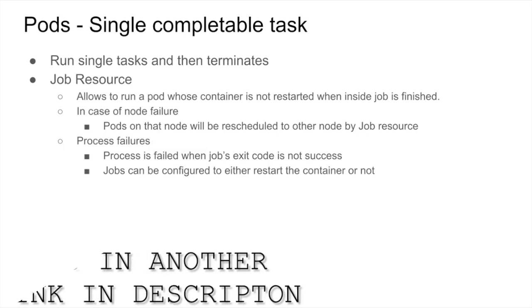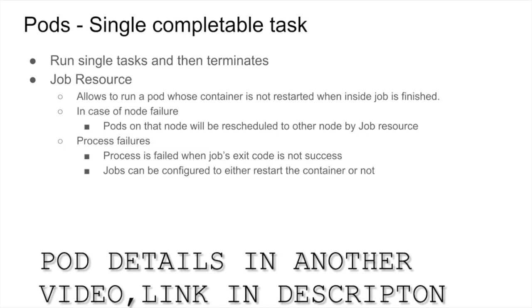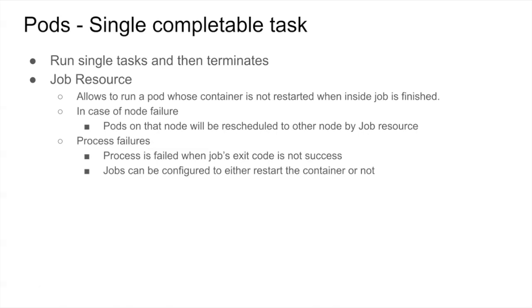Generally, when you have a pod and something happens to a container inside the pod, the pod gets restarted. But here, what we want is that when the job inside the container is finished, it should not restart. Nothing should happen to the pod. But when the node fails, the pods on that node should be rescheduled to another node by the job resource, and that's what the job resource does. So if you have a job running on some pod and the node has failed, as a normal Kubernetes process, it will start the same pod which has the job on the other node.